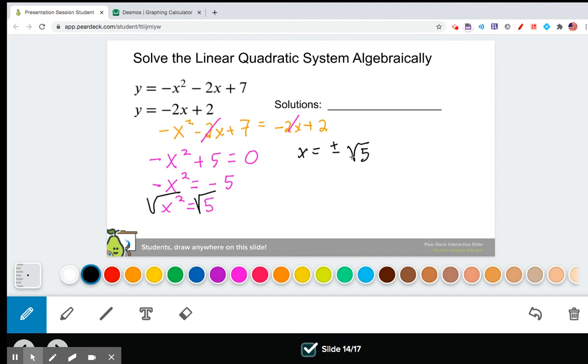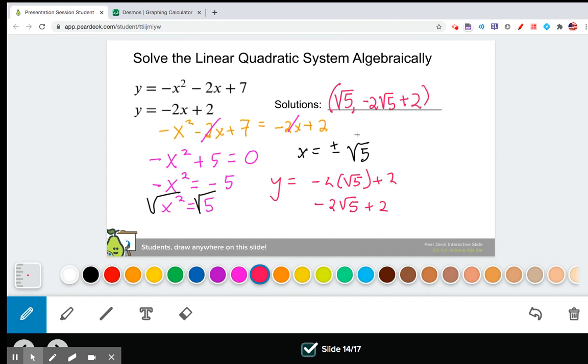So what I do is I take this x value and I substitute it into either equation. I always pick the linear because it's easier. And I'm going to say negative 2 times positive square root of 5 plus 2. That's negative 2 root 5 plus 2. That's my y value. So I have one solution here at root 5, negative 2 root 5 plus 2. And doesn't that look strange as an x comma y coordinate?